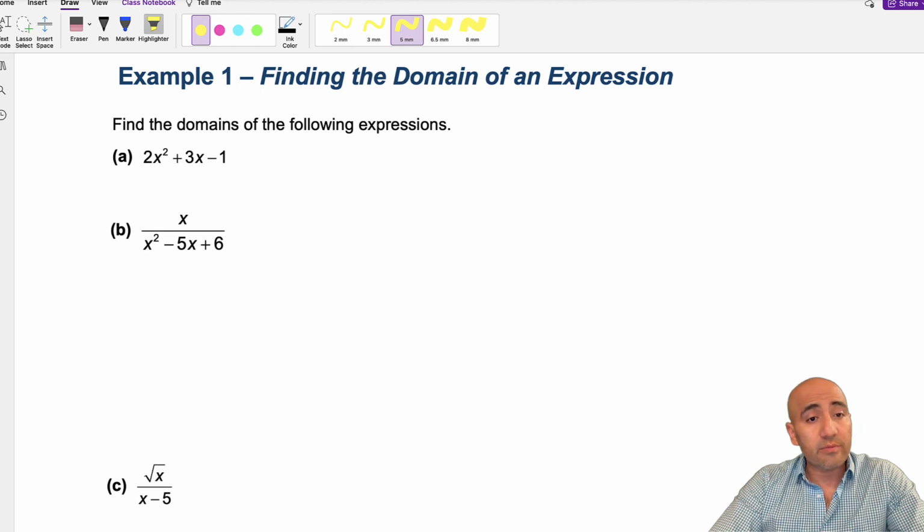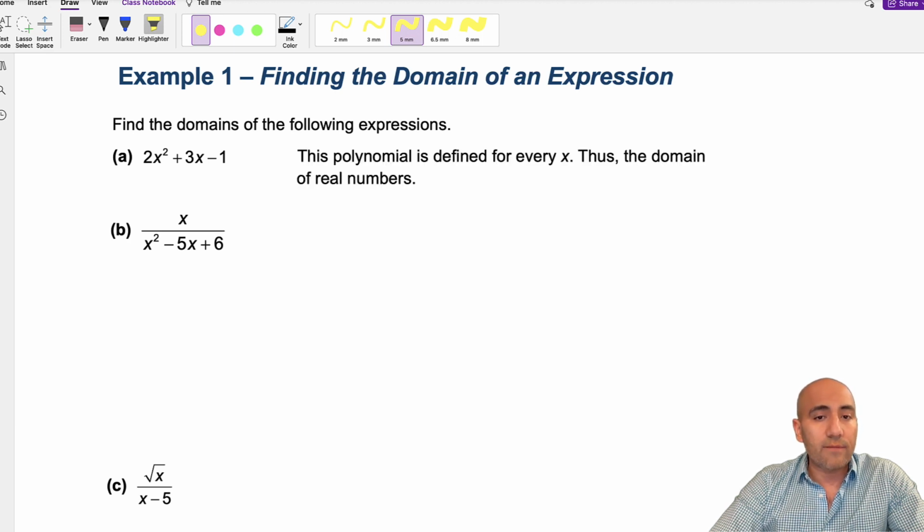It could be 0, it could be negative, it could be positive, and you're never going to be dividing by 0. The other thing to think about is that you can't take the even root or the square root of a negative number, and again, there are no roots here. So for the first one, the domain is all real numbers, right? You're allowed to plug in anything you want. The domain is all real numbers.